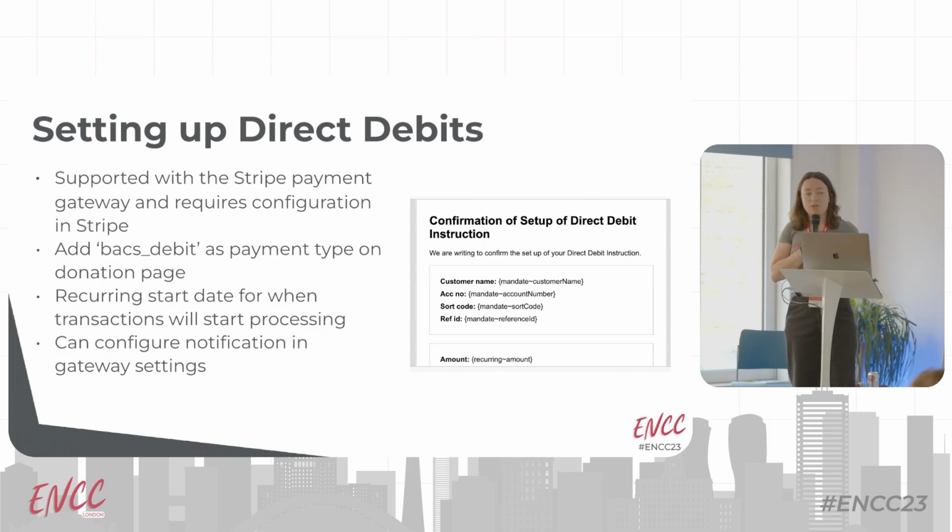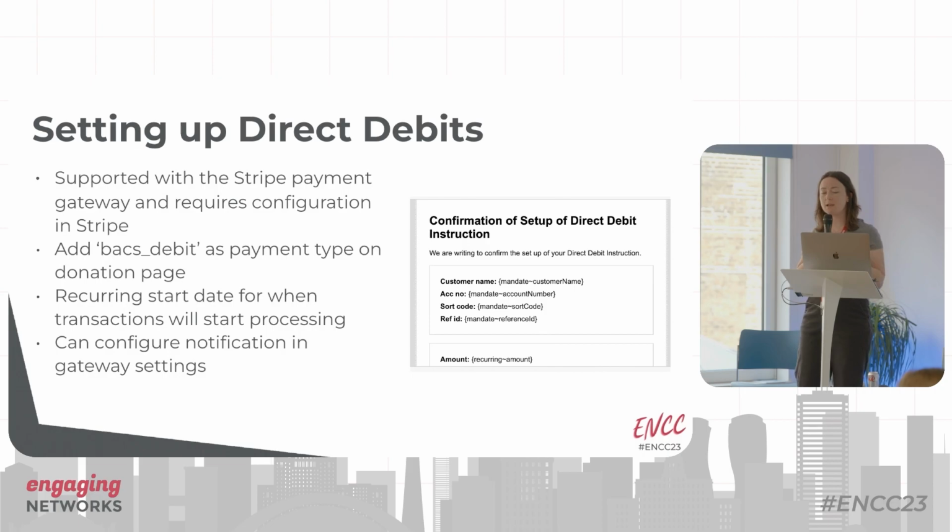Another somewhat new feature that we added, you can configure notifications for the supporters in the gateway settings. So there's two different ways that you can do that. The original way was that Stripe would send a notification to the supporter each time the transactions were processed. And that was a little bit less configurable. You can't necessarily apply your own branding and things like that.